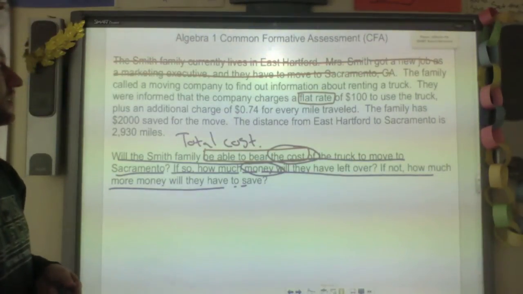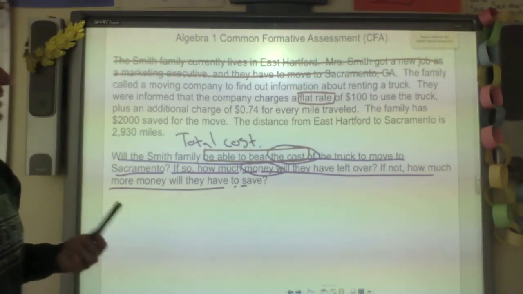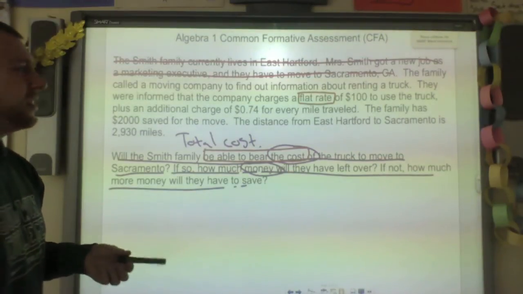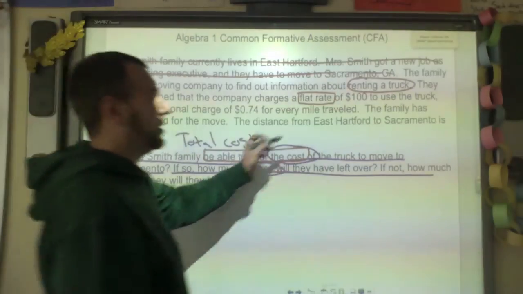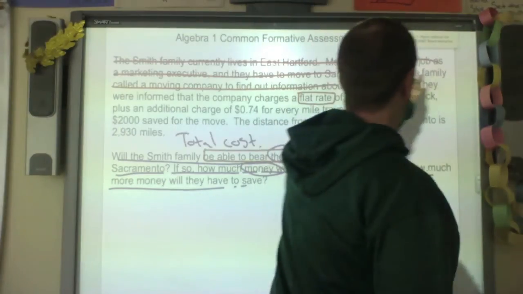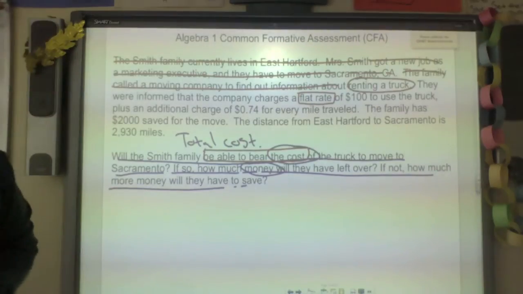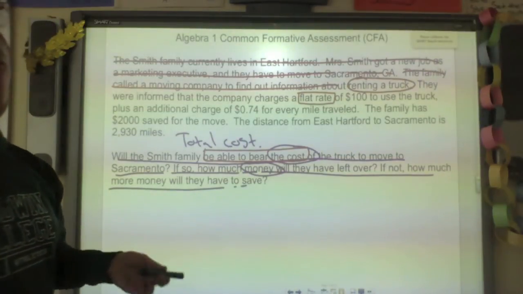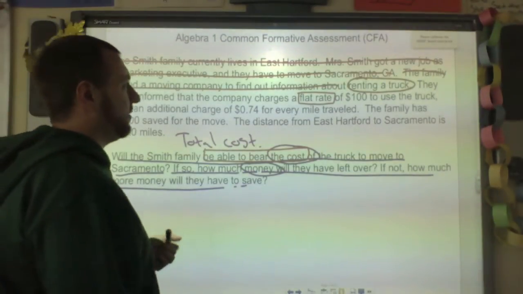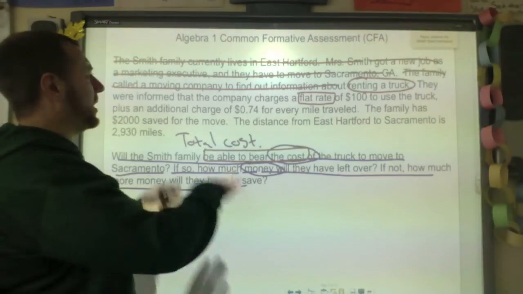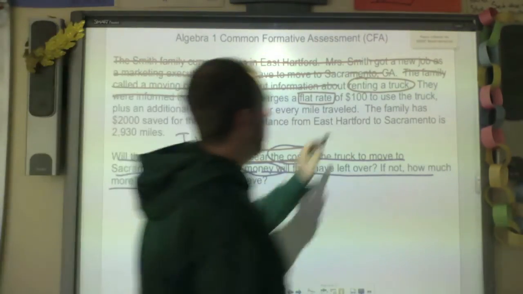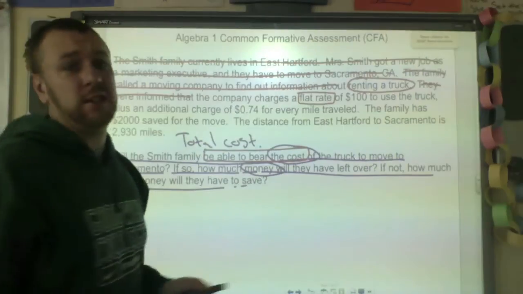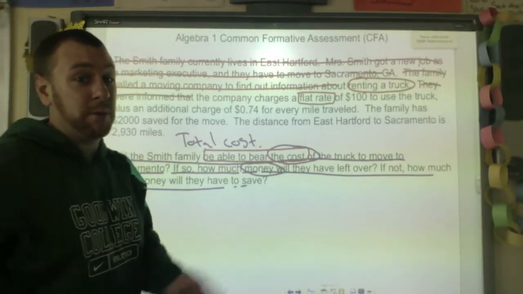Family called the moving company to find out information about renting a truck. I mean, they're renting a truck, so I guess that's important. Renting a truck is important. But do we care that they called? No. Not important. Let's see. They were informed that the company charges. Okay. Now we're getting into some important stuff. They charge. So, do we care if they were informed? No. The company charges. We don't care if they were informed about it.